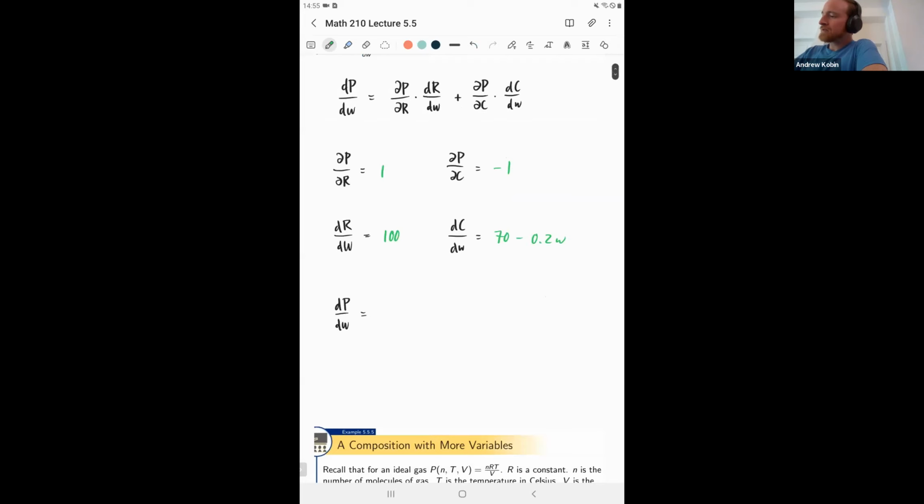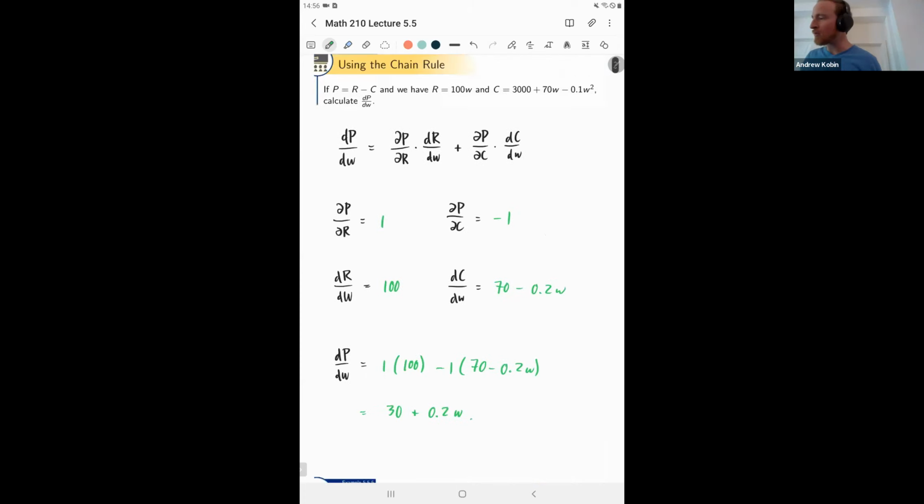And finally, I'm going to put all of these things together to get my expression for dp/dw. So I'm just reading off of this formula and plugging things in now. Partial p partial r was 1, and dr/dw was 100. On the other hand, partial p partial c was -1, and dc/dw is 70 minus 0.2 times w. So to simplify a little bit, I have 100 minus 70, that's going to give me 30, and plus 0.2w.